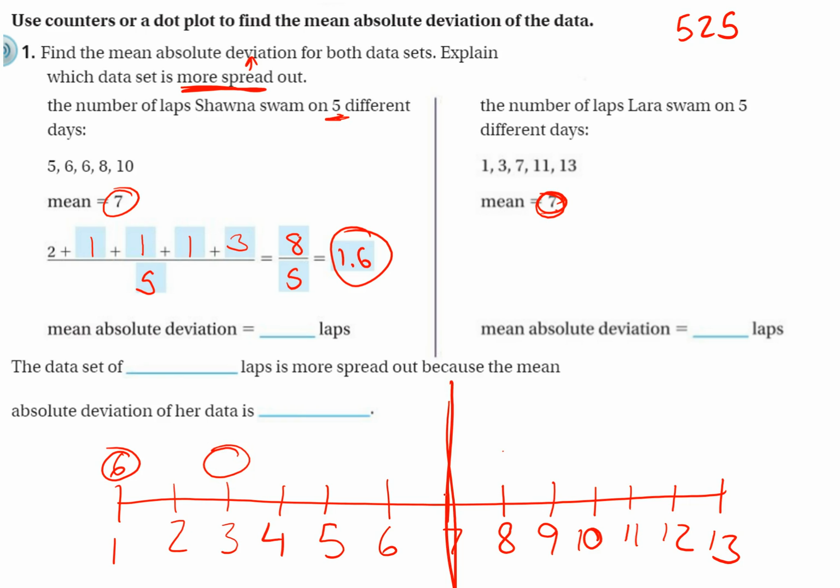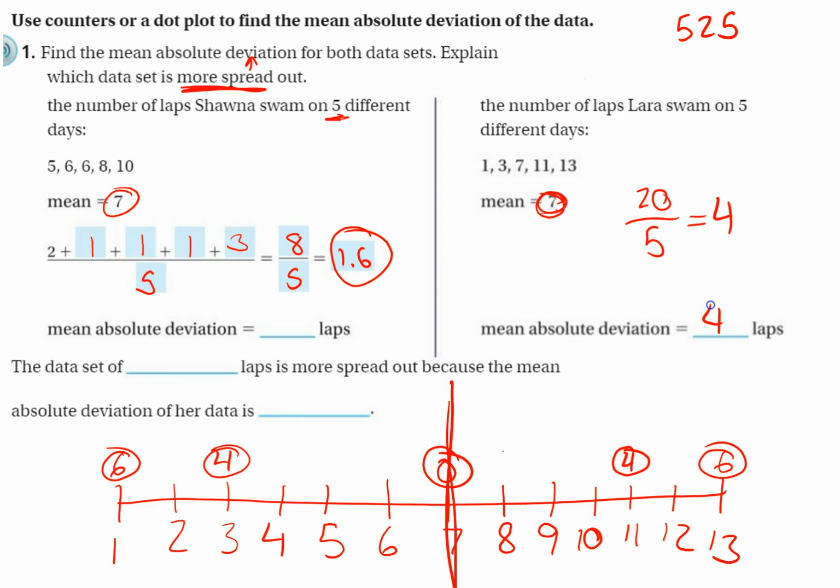Counter at 3, which is 1, 2, 3, 4 away from the mean. Counter at 7, which is 0 away from the mean. It's right on the mean. Counter at 11, which is 1, 2, 3, 4 away from the mean. And a counter on 13, which is 1, 2, 3, 4, 5, 6 away. Okay, add these all up. That's 10 and 10, so that's 20. And there are 5 numbers. 5 goes into 20 4 times.